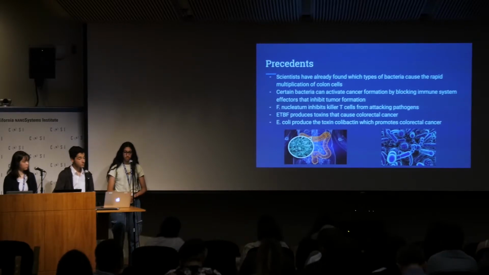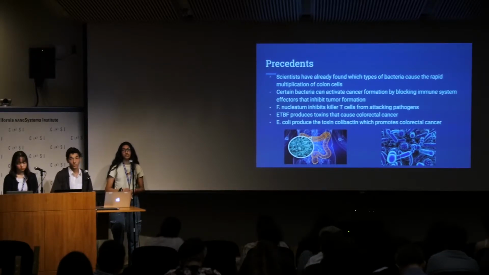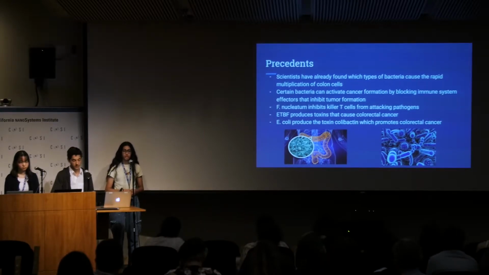So as of right now, researchers have utilized several microscopy techniques to study and confirm which bacteria in the gut microbiome have the ability to influence cancer formation. Certain bacteria can stimulate cancer formation by blocking immune effectors that normally inhibit tumor growth. For example, F. nucleatum inhibits killer T cells from functioning properly in the immune system and attacking pathogens, therefore helping cancergenesis.